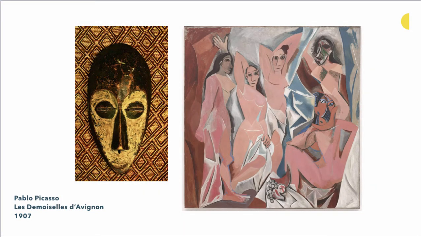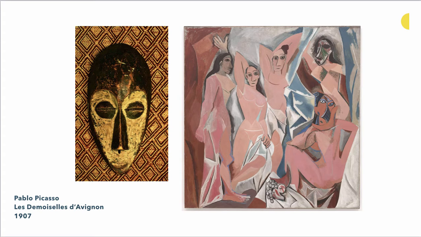On the left, we see an African tribal mask, and Pablo Picasso collected African art and masks. On the right, we see one of his very famous paintings from 1907, Les Demoiselles d'Avignon. It's in the permanent collection of the Museum of Modern Art, and it portrays 5 nude female prostitutes in a brothel on a street in Barcelona.